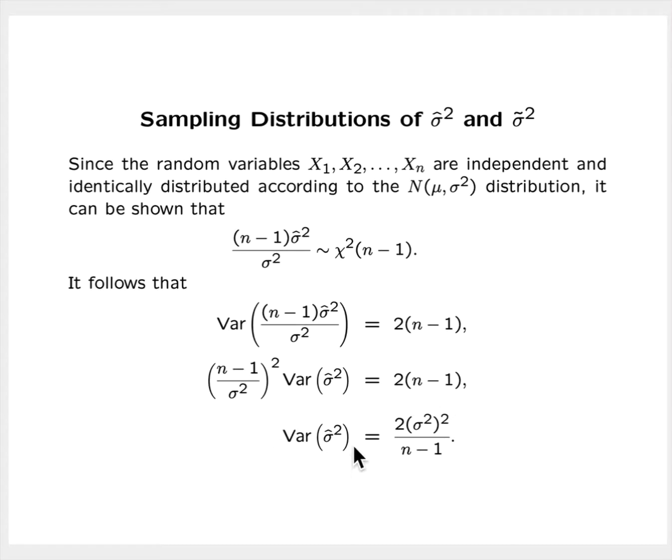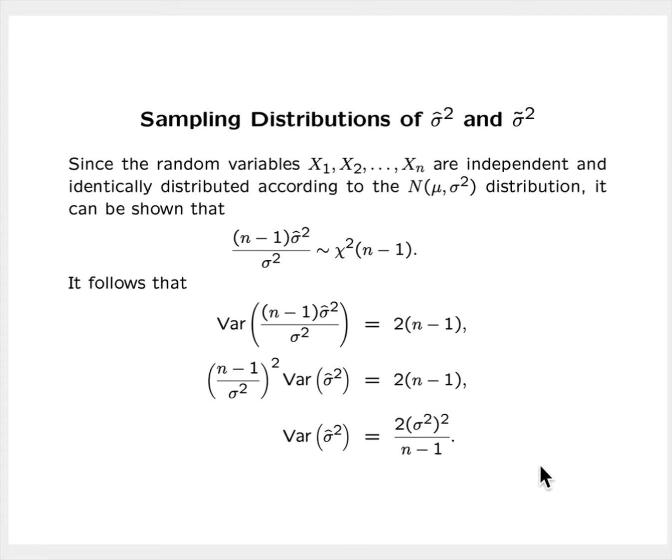Now we can then solve for the variance of sigma hat squared, and remember sigma hat squared is the version of the sample variance that has n minus 1 in the denominator. This is the unbiased version of the sample variance. The variance of this estimator of sigma squared is equal to 2 times the square of the population variance divided by n minus 1. So that's a very handy thing to have.